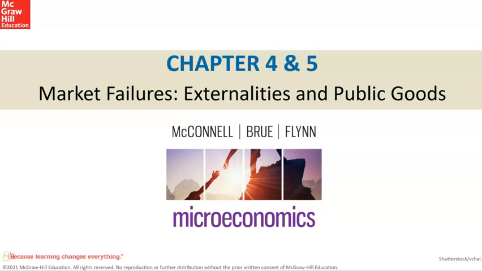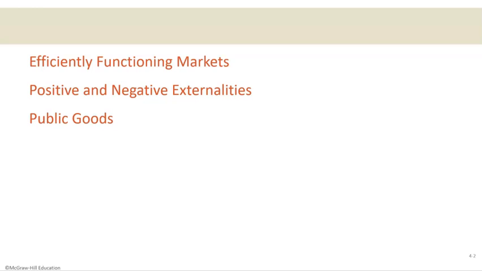In this section, we're actually going to be combining Chapter 4 with a little bit of Chapter 5 because they go together well. The first thing that we're going to look at is an efficiently functioning market, which is going to look very similar to what we did in the last chapter. So we're looking at supply and demand. We already learned that the most efficient point on the graph is at equilibrium. So we're going to dig a little bit deeper into what that really means.